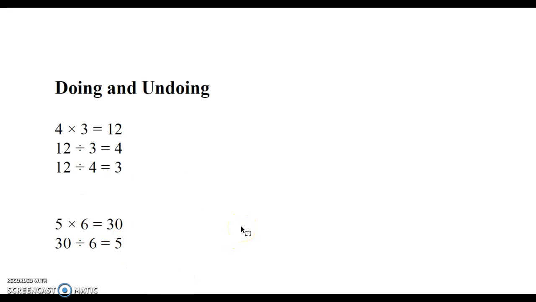So when you're thinking about division, you want to think about doing something, undoing something. You're undoing multiplication, which means that if you want to be good at division, you have to be good at, guess what? Your multiplication tables. So we're going to do a bit of multiplication table practice, and then we're going to work with this concept of doing and undoing in division.